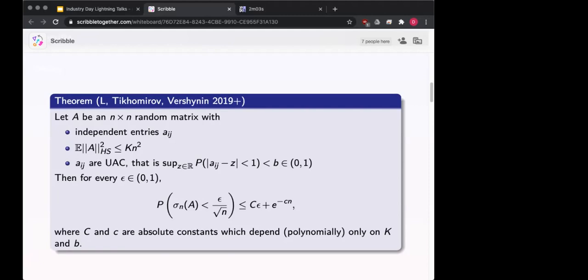So imagine you have a random matrix with independent entries. On average, the Hilbert-Schmidt norm of this matrix is bounded by something of order n squared. Suppose also there is an auxiliary assumption that the entries are uniformly anti-concentrated, meaning that basically they're not all equal to the same number with high probability. They are truly random, roughly speaking, uniformly. Then the smallest singular value, with overwhelmingly high probability, is bigger than something over square root of n, where again n is the size of the matrix. And this behavior is optimal in a way.